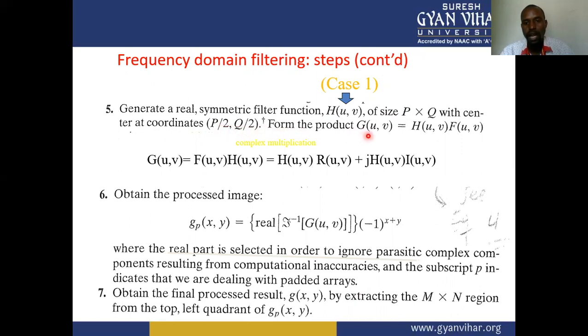This will generate the output filtered image in the frequency domain, which is given by G(u,v) equal to H(u,v) times F(u,v), where H(u,v) is the transfer function and F(u,v) is the input in the frequency domain. This is the complex multiplication that we get. The obtained processed image is now a padded image in the spatial domain, gp(x,y), given by this equation. The real part is selected in order to avoid any parasitic complex components. So finally, the processed image is g(x,y).